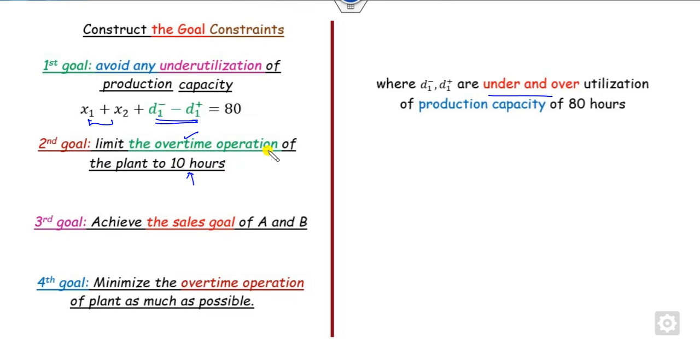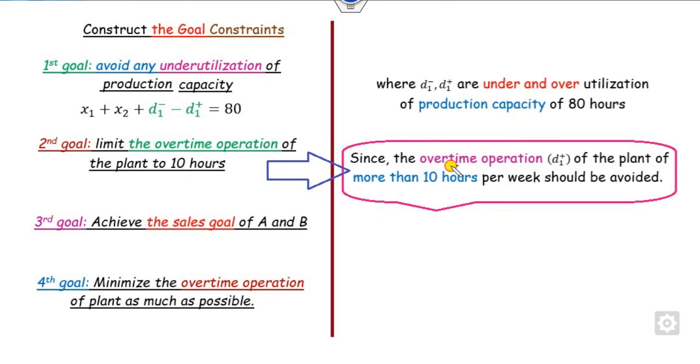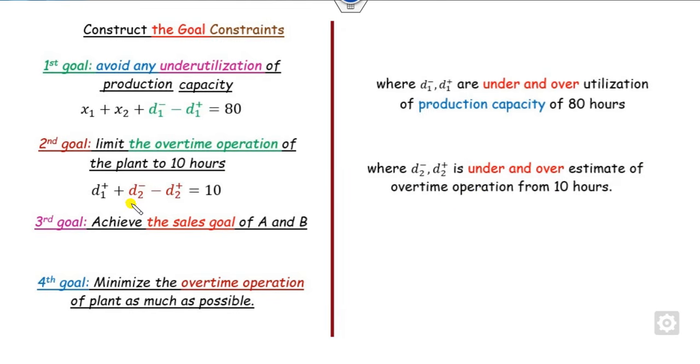Similarly, the overtime operation of the plant is to be 10 hours. What is our overtime operation? Is it given to you? No. Since it means more than the normal operation, this is my overtime. It is more than 10 hours, as given in the statements. So again you have to write the negative and positive deviations, the under and over estimates.